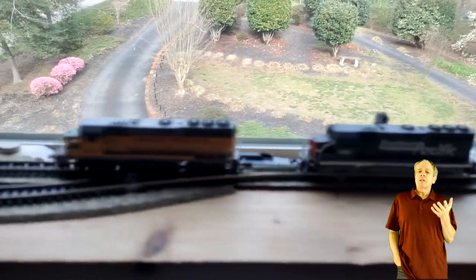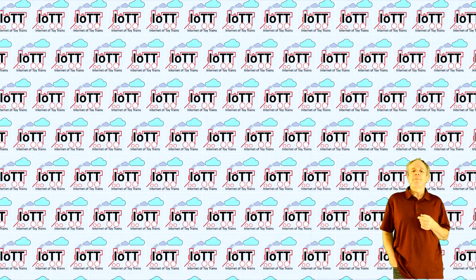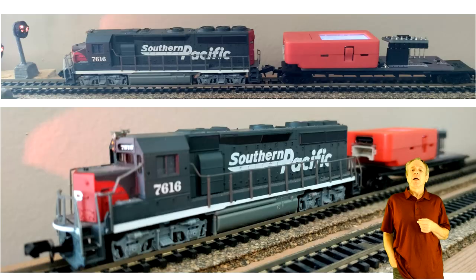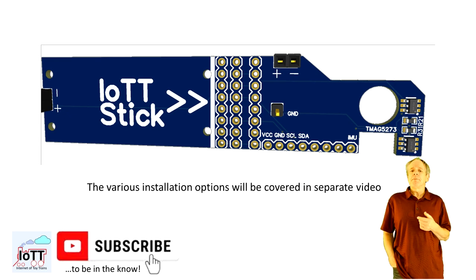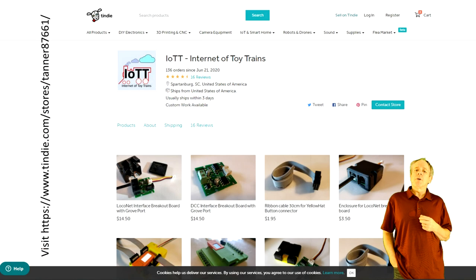So let me talk just a little bit about the infrastructure you need to do speed profiling of your own fleet. It's actually quite simple. To do the actual speed analysis, you need an IoTT stick and Purplehead track measuring board. I am currently waiting for the boards to arrive from the PCB manufacturer and will add them to the Tindy store linked in the description below as soon as possible.